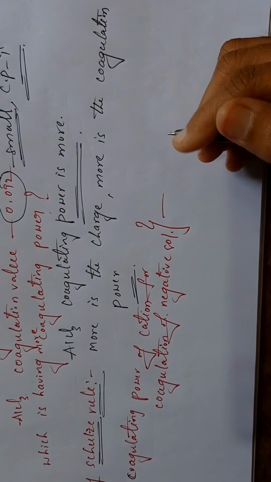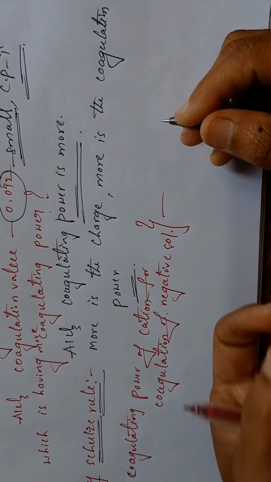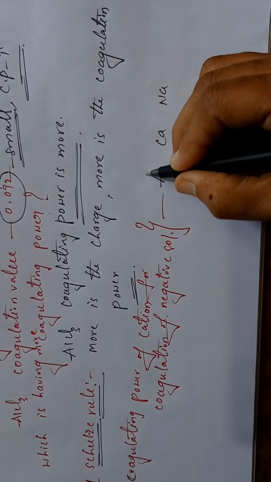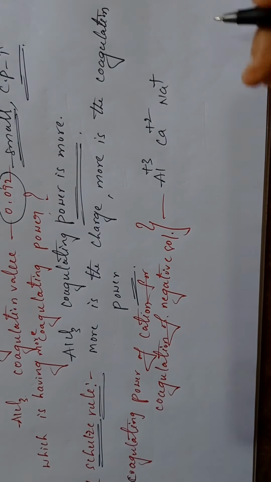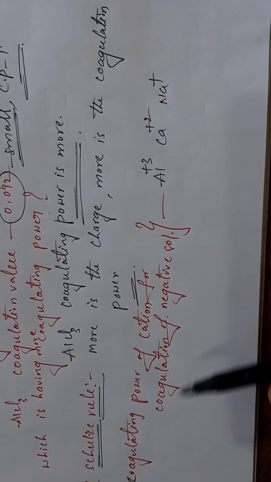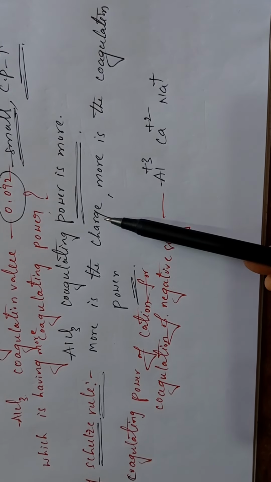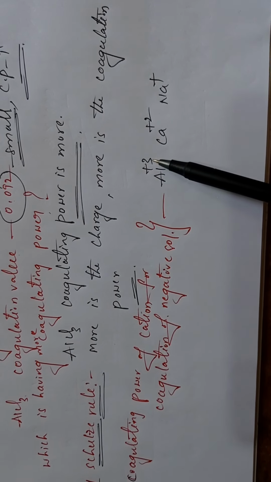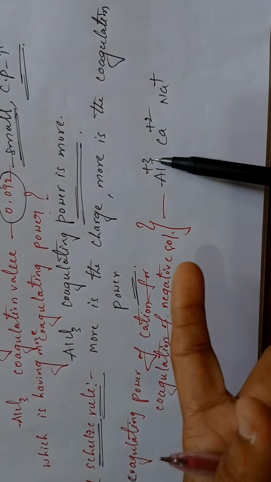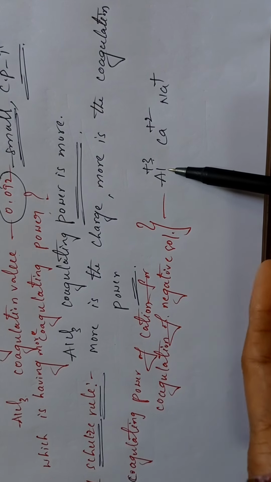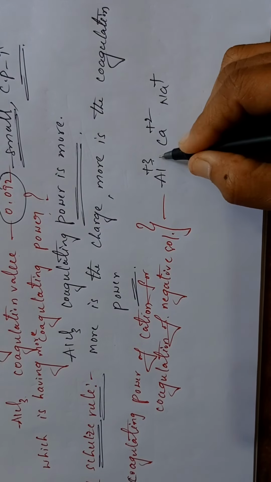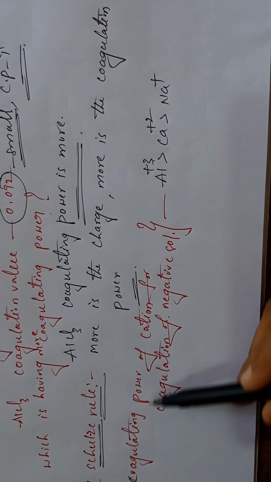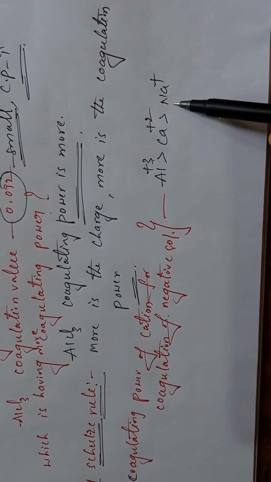What are the cations I am taking? Aluminum, calcium, sodium. Aluminum plus 3, calcium plus 2, Na plus. These are all the cations. Now see students, what I told you: the more the charge, the more the coagulating power. Here charge plus 3 is there, charge is more. So that's why this cation has the more coagulating power, so it is greater than this. This is the order, students.